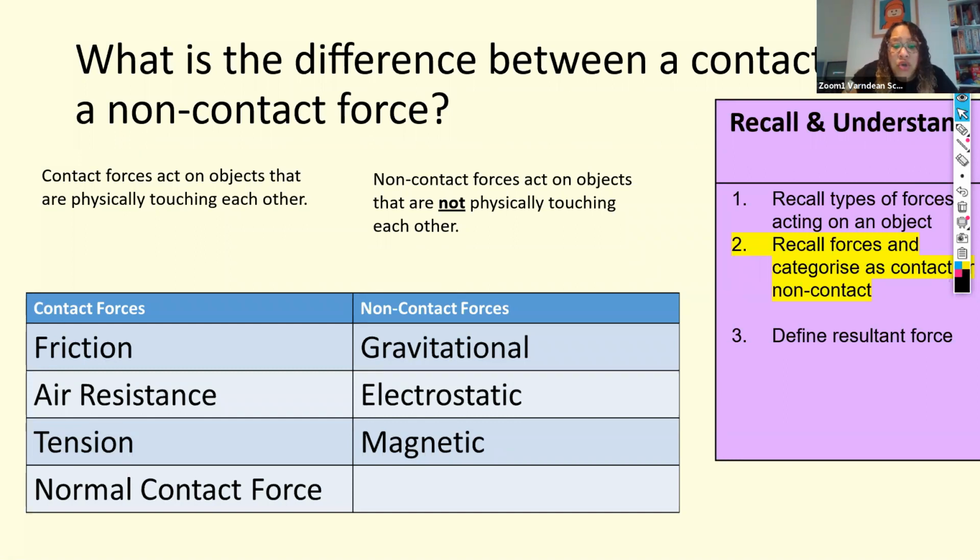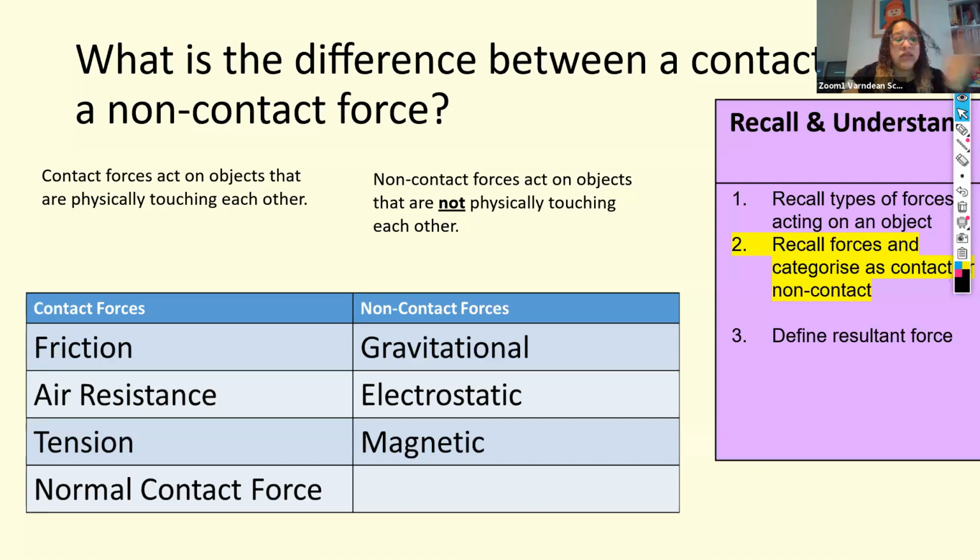And then our non-contact forces are gravitational, electrostatic and magnetic. Gravitational forces we can't see, but they're what keep us on the earth and stop us floating away and living a very different life. And magnetic, I just mentioned. And then electrostatic are the forces, I suppose when we're talking about atoms, that keep the subatomic particles in an atom where they are. And then you'll do all sorts of other things to do with electrostatics.